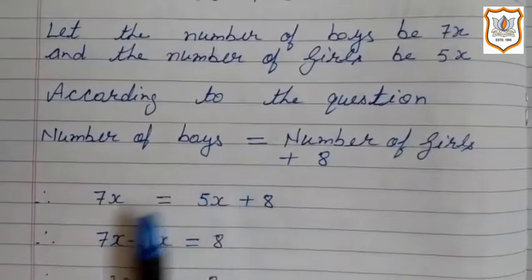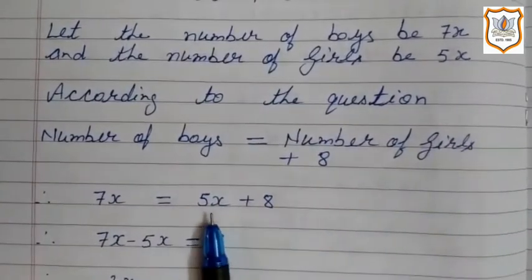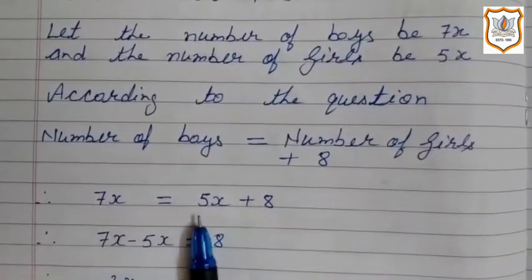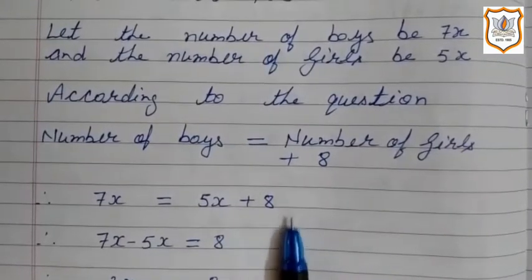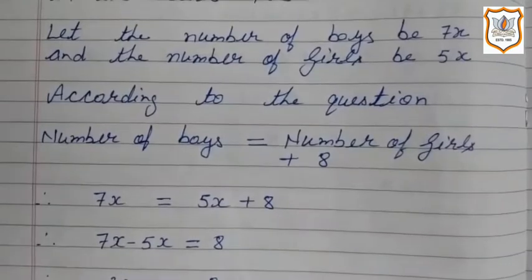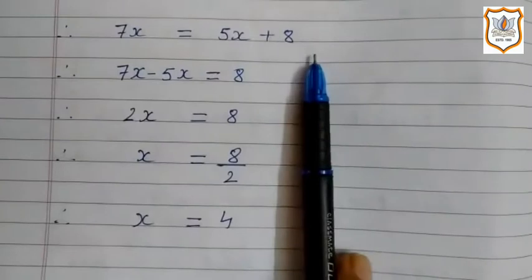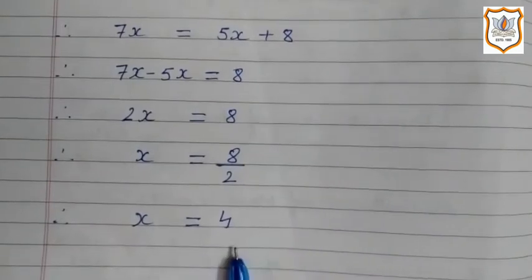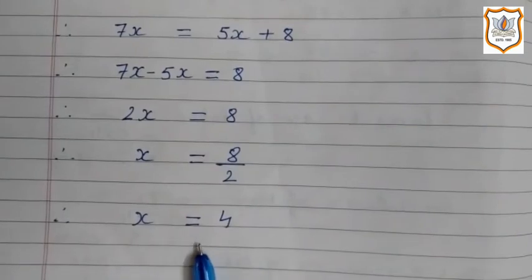Now the number of boys is 7x, so we write 7x. The number of girls is 5x, so we write 5x plus 8. So 7x is equal to 5x plus 8. Now we solve this equation by the transposition method. When we solve this equation by the transposition method, we find x is equal to 4. Clear? You can see the solution of the equation, and we find x is equal to 4.